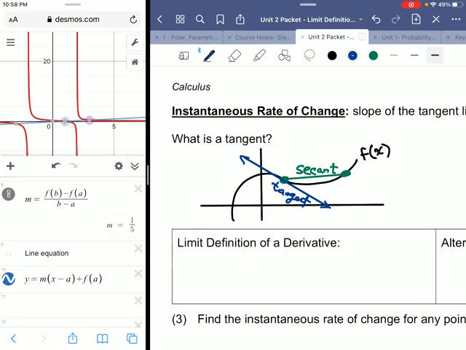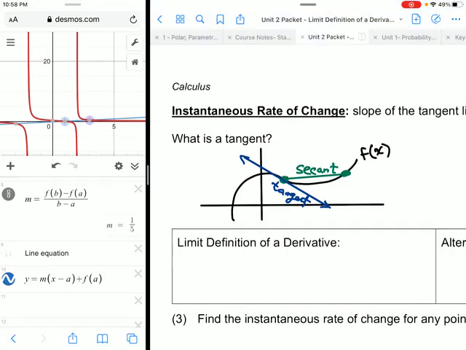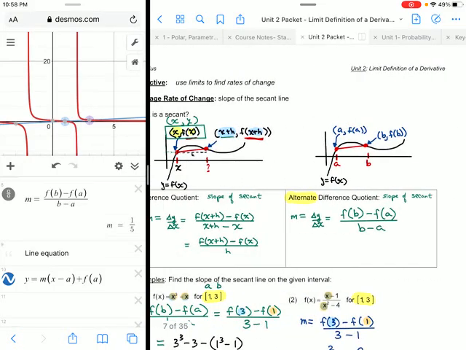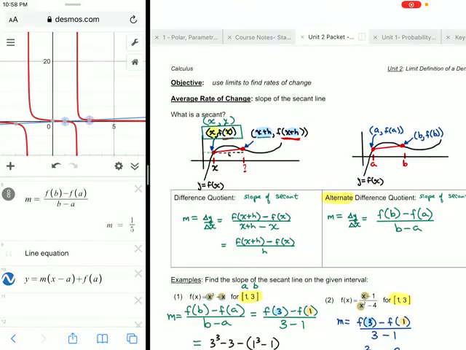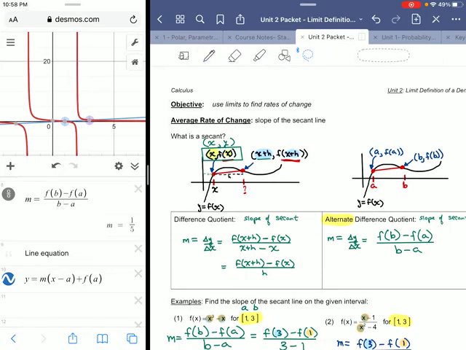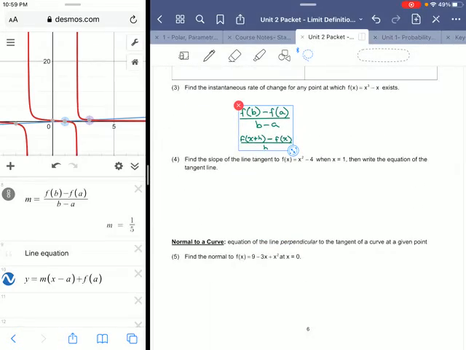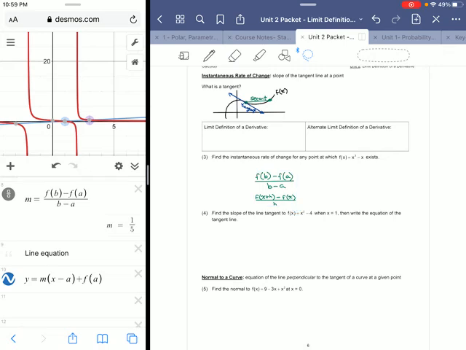All right, so we know one limit definition involving the secant is the difference quotient. And we have two variations on that. So we have this one, and then we have the alternate version of it. I'm going to take them both and bring them on over to the next page. All right, one at a time.